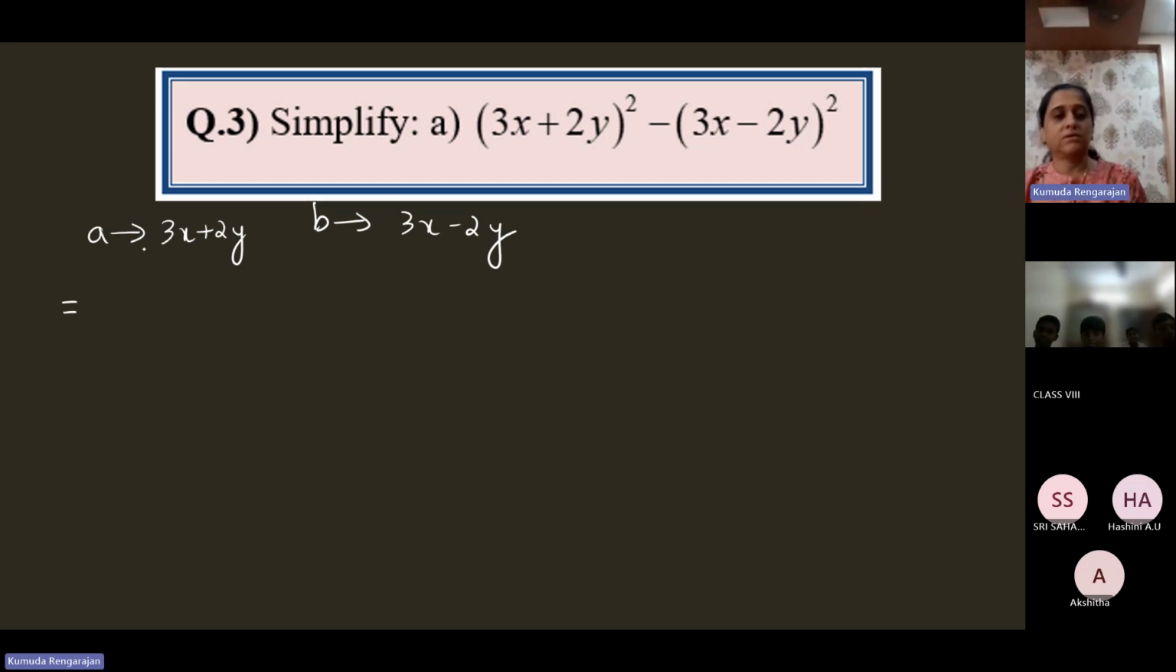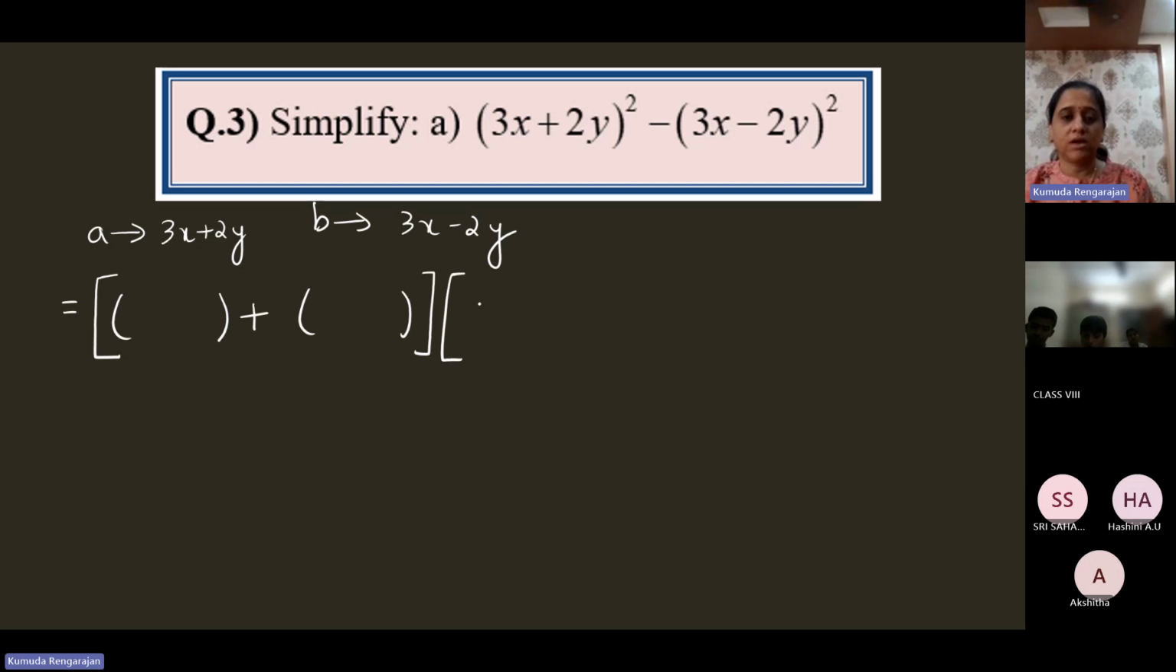Now, a squared minus b squared is (a plus b) into (a minus b). The question is in the form a squared minus b squared, so the answer is (a plus b) into (a minus b). Let's write a plus b first here. I'm going to write A, because A itself is an expression. This is A plus B into A minus B.